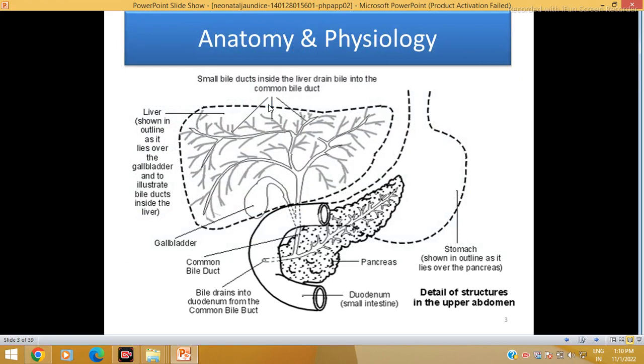The next is anatomy and physiology. You have already completed it in your previous years, first year and second year, and at the beginning of your professional course: the anatomy of the pancreas and the liver, and the process of bile in the liver.